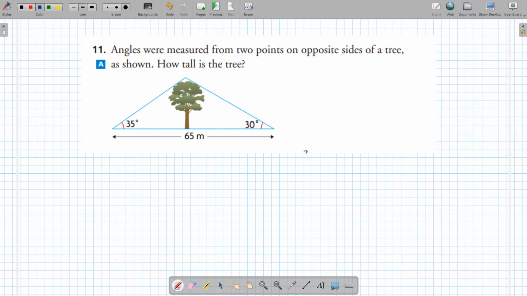So what do we do in this case? We're trying to find the height of the tree. We're given the total base and we're given two angles. You gotta turn it into two different triangles. So we're looking for, you can call this H or whatever. I'm gonna cut this in half right here, which means both of these triangles are gonna be right-angled triangles.